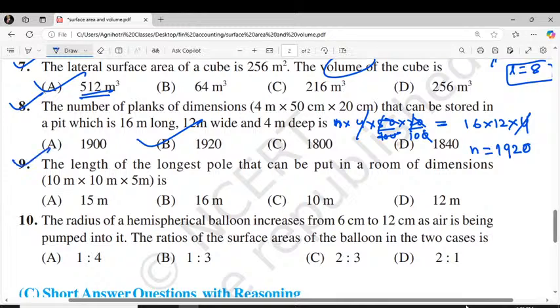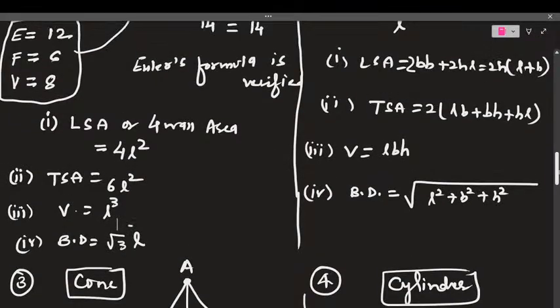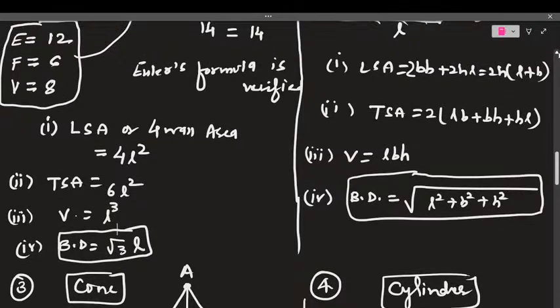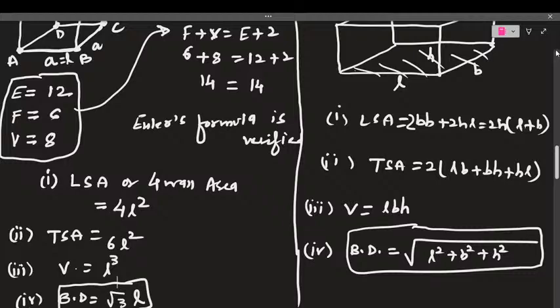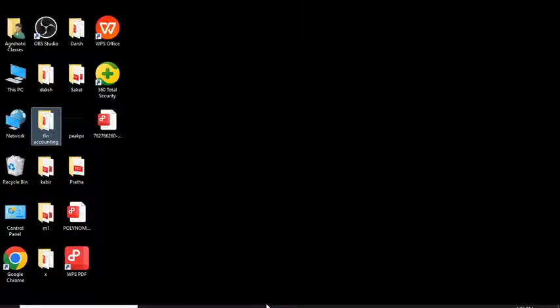The length of the longest pole. Whenever you want to find the longest pole, you have to find the body diagonal. I have already told you that, and I have told you the formula to find the body diagonal. Let's quickly go through that formula. The body diagonal for a cube is root 3 times L, and for a cuboid it is root of L square plus B square plus H square. If you go through this formula for cube and cuboid, you can try answering this question now.